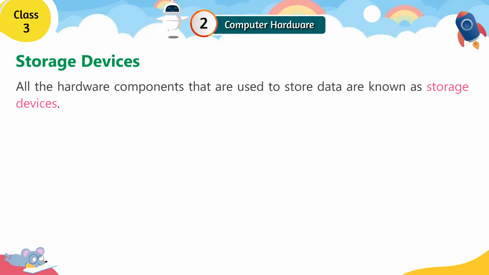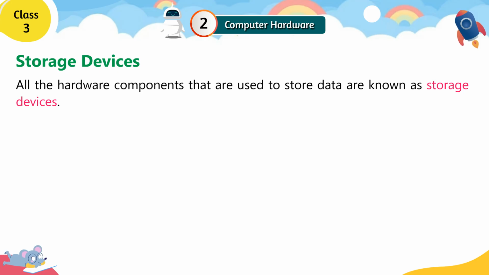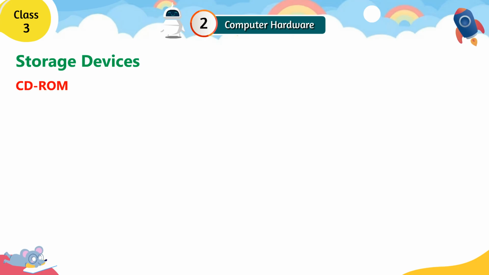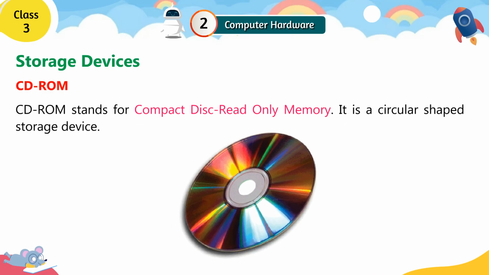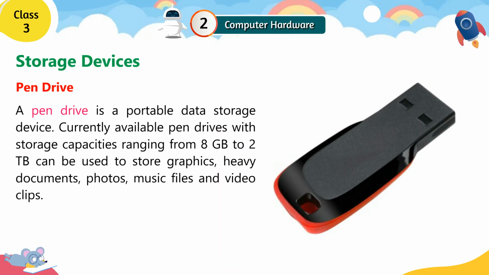Storage devices. All the hardware components that are used to store data are known as storage devices. CD-ROM. CD-ROM stands for Compact Disc Read Only Memory. It is a circular-shaped storage device. Pen drive. A pen drive is a portable data storage device. Currently available pen drives with storage capacities ranging from 8 GB to 2 TB can be used to store graphics, heavy documents, photos, music files and video clips.